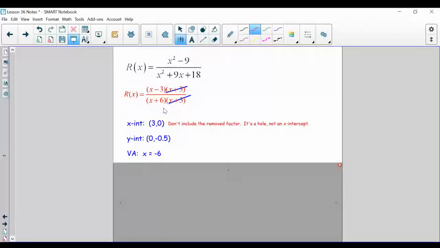Vertical asymptote. So again, we got two things down here. One matches, one does not. The one that does not will be a vertical asymptote, so that would be at x is equal to negative 6.